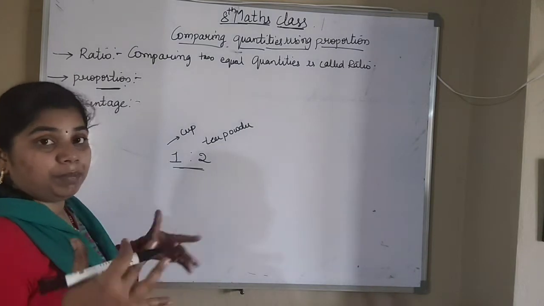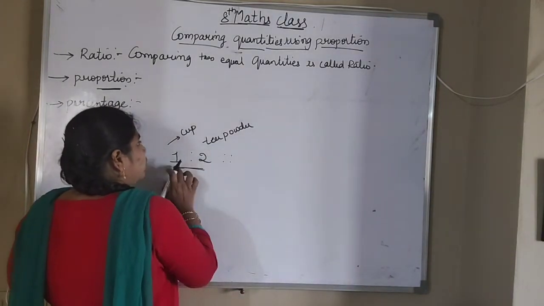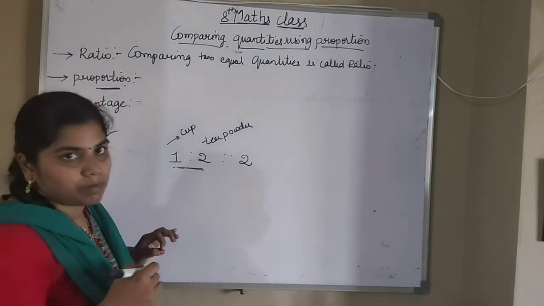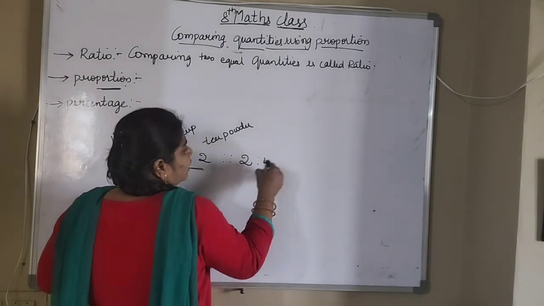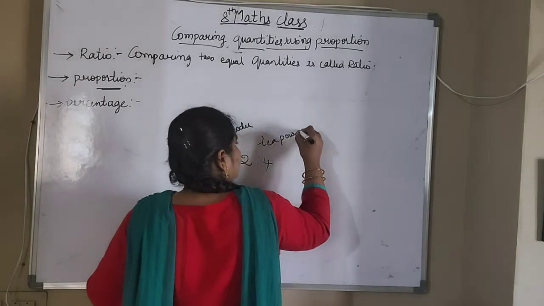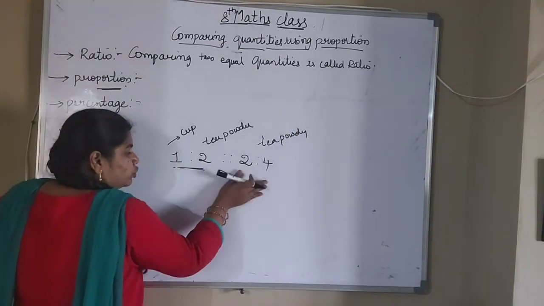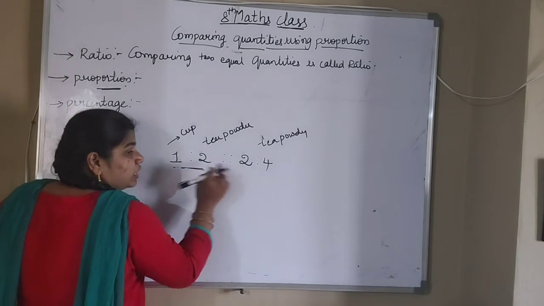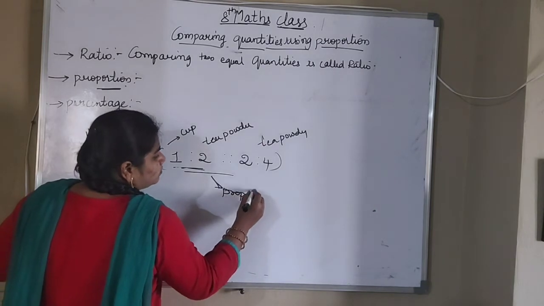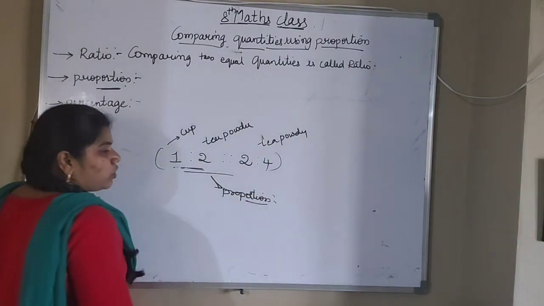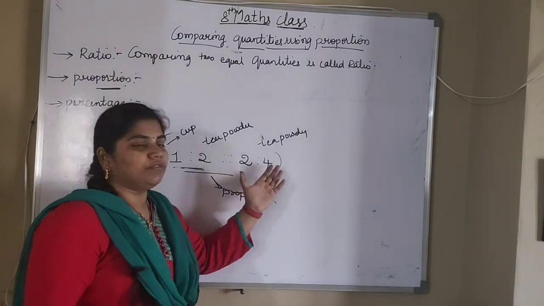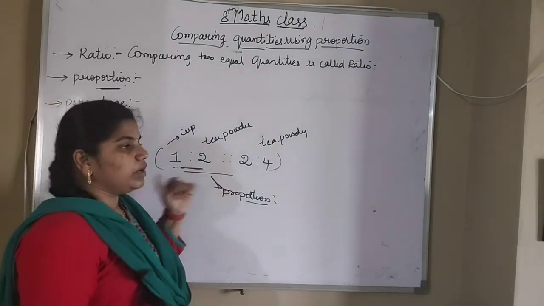What do you mean by proportion? We will see. This is only for 1 cup. If I want to make 2 cups of tea, how many tablespoons of tea powder do I want? Usually it will be double, that means 4 tablespoons. So we are comparing these two ratios. When these two ratios are equal, then we say 1:2 and 2:4 are in proportion. Whether they are equal or not, we will see.